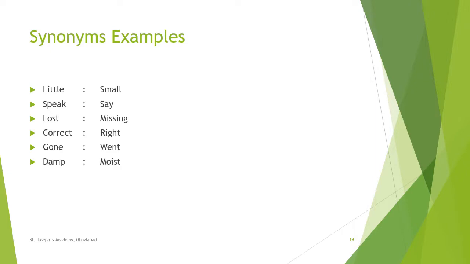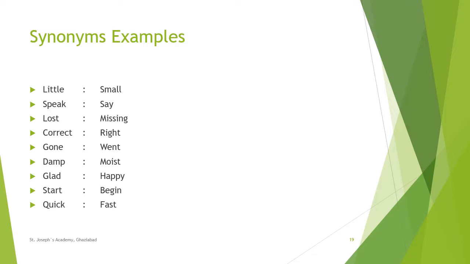Then we have damp and moist. They both are the same in meaning and therefore they both are synonyms to each other. Next is glad and happy. Glad and happy both mean the same, so these two are similar to each other. Next is start and begin. Start and begin both are similar to each other, so they are synonyms to each other.